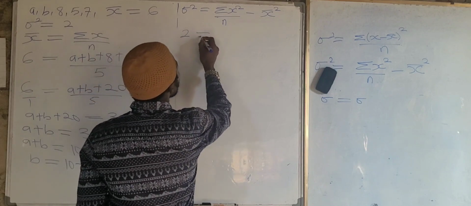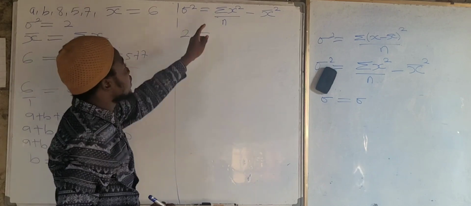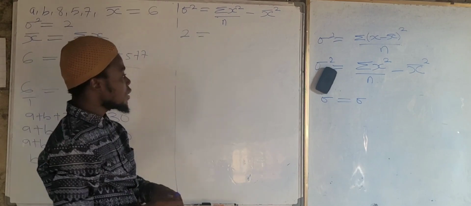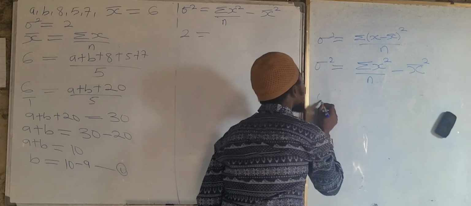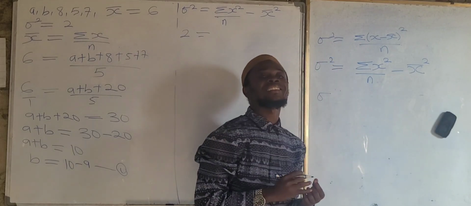Okay, now equal. No, this is not 2 squares, sir. This is the symbol for what? For the variance. And when this stands alone like this, this is called what? It is called the standard deviation.